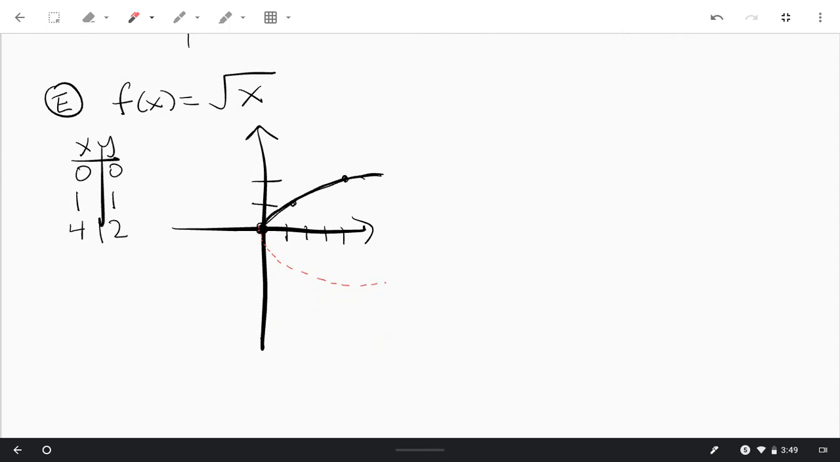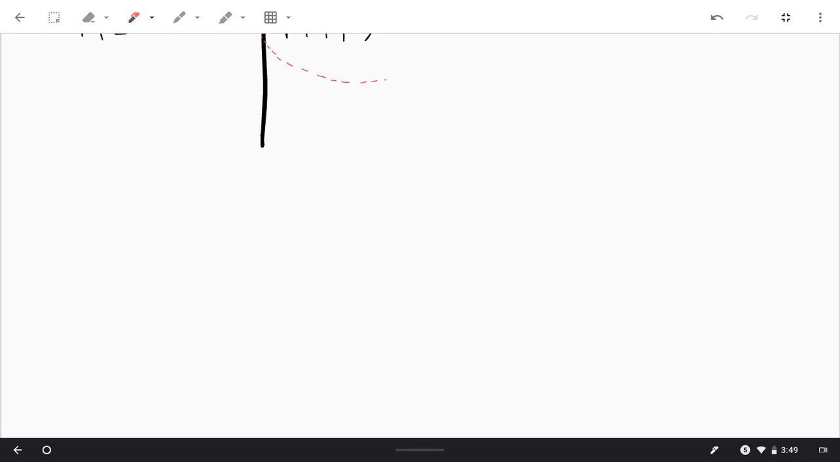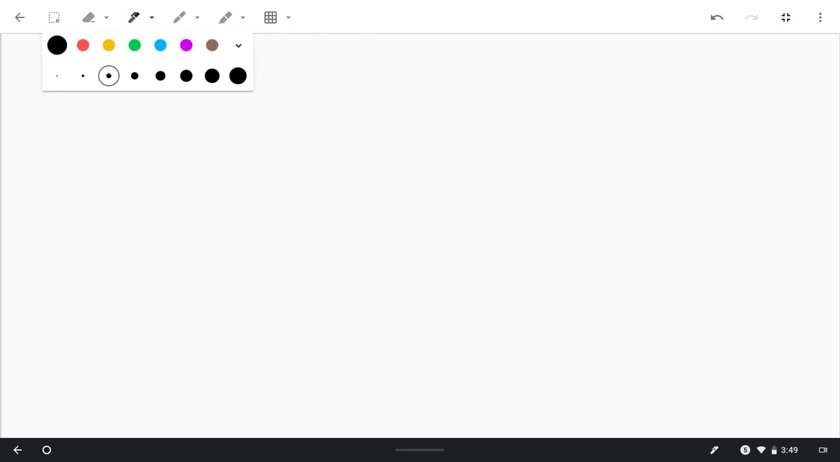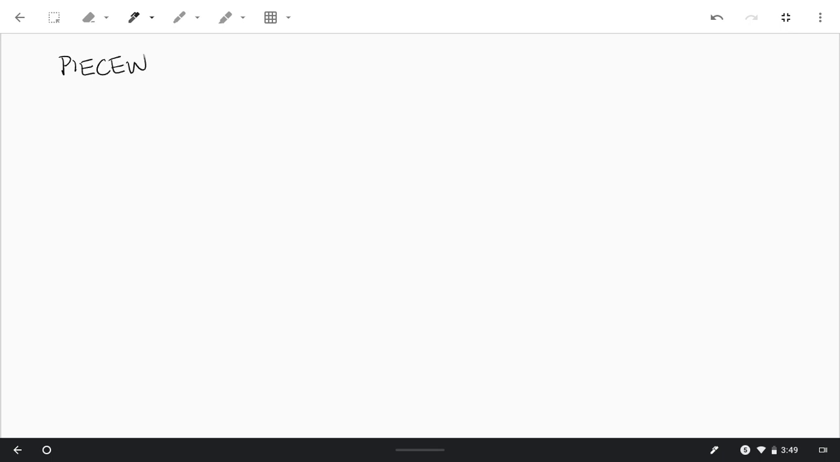So those are going to be some basic functions there. Now let's have a look at some other functions to consider. We're going to look at the piecewise function right now. And then after the piecewise functions, we'll look at the greatest integer function, and we'll be done. Okay? So piecewise function.